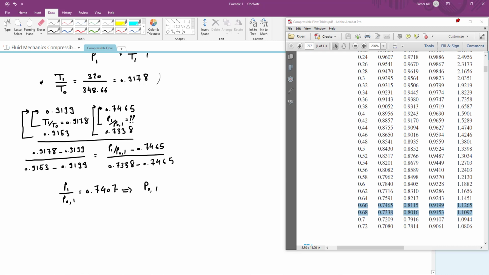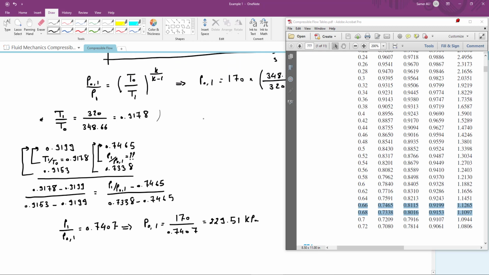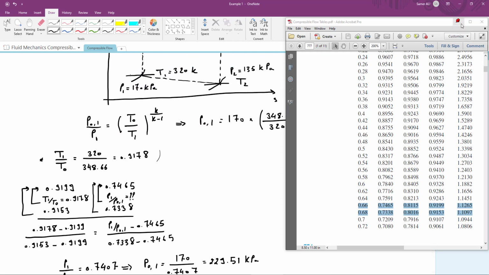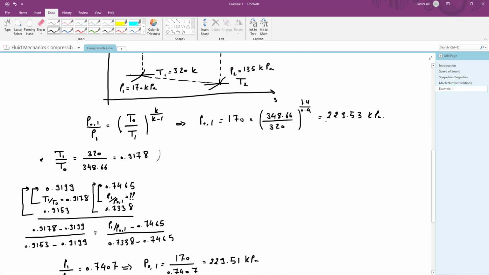So now since we know the pressure P1, we can find P01. P01 will be equal to P1, 170 kilopascal, divided by 0.7407, which will be equal to 229.51 kilopascal. So this is very close to the pressure that we have obtained using the isentropic relationship.